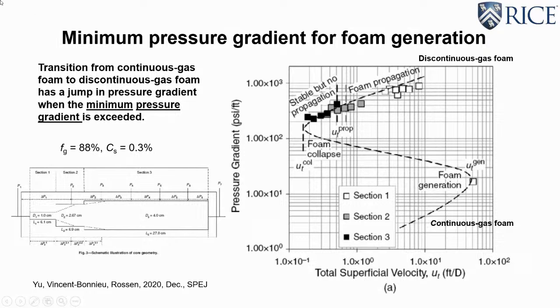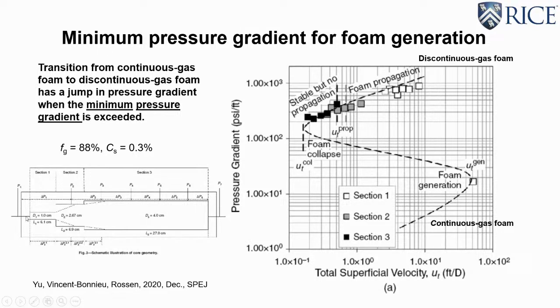Here are some more recent experiments done at TU Delft. The minimum pressure gradient for foam generation. This is where the group in Delft did the experiments in a porous media. They had 3 sections. Section 1 had a narrow cross section. Section 2 had a larger cross section. Section 3 had the largest cross section.